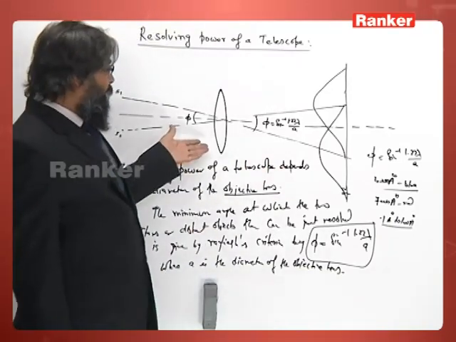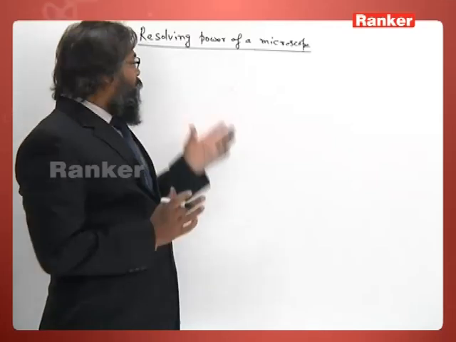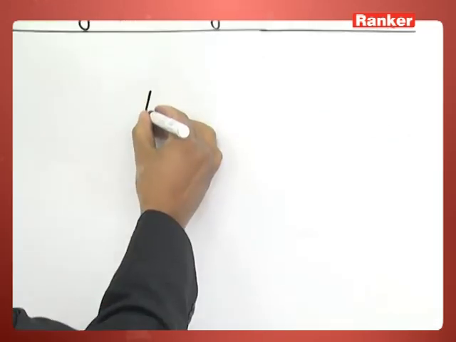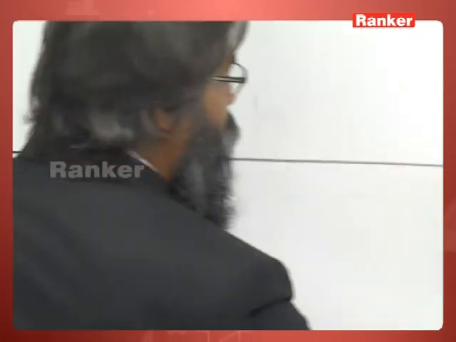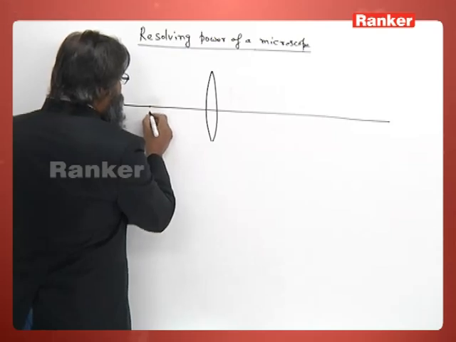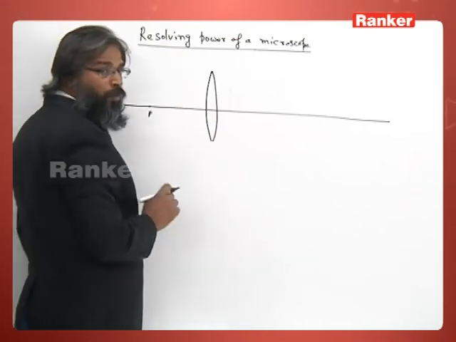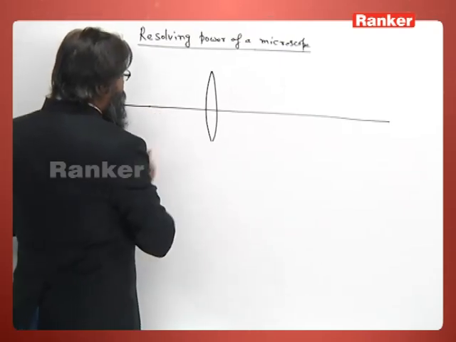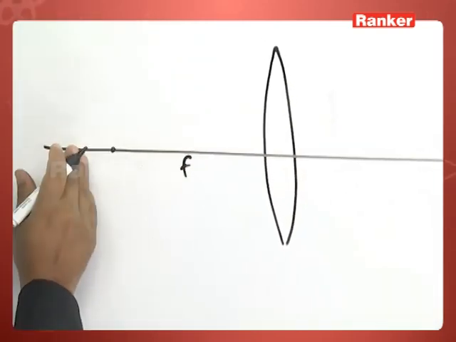Now we will see the resolving power of a microscope. In a microscope, we have this objective and we place objects between the focus and the pole, but very near to the focus. Suppose this is the focal distance, nearly the focal distance, but this is not the focus. The focus will be exactly here, somewhat away from here.